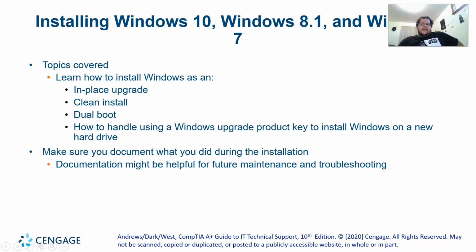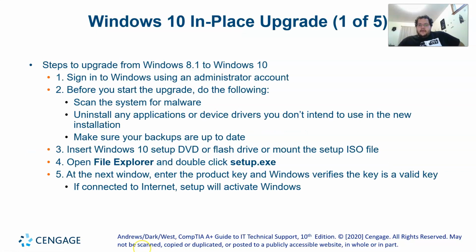So, installing Windows 10, 8.1, or Windows 7. First you have to figure out in-place upgrade or clean install, and whether your hardware can do it, and you have the product key. That's pretty much it. You have the product key, the hardware supports it, and you decide what you're going to do, clean or upgrade.